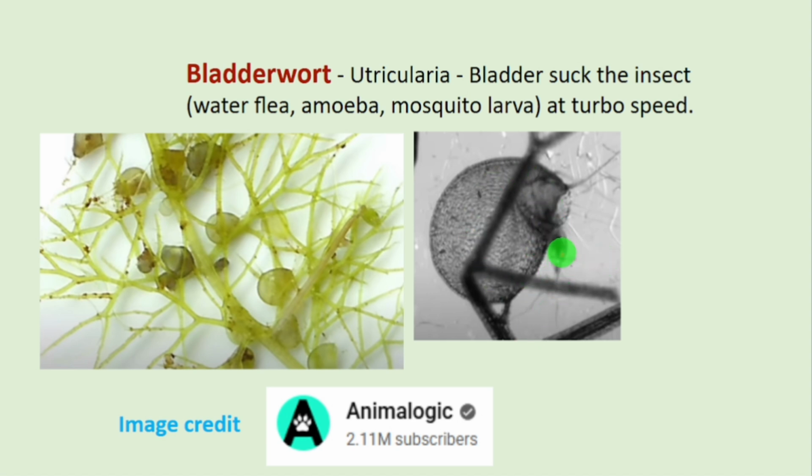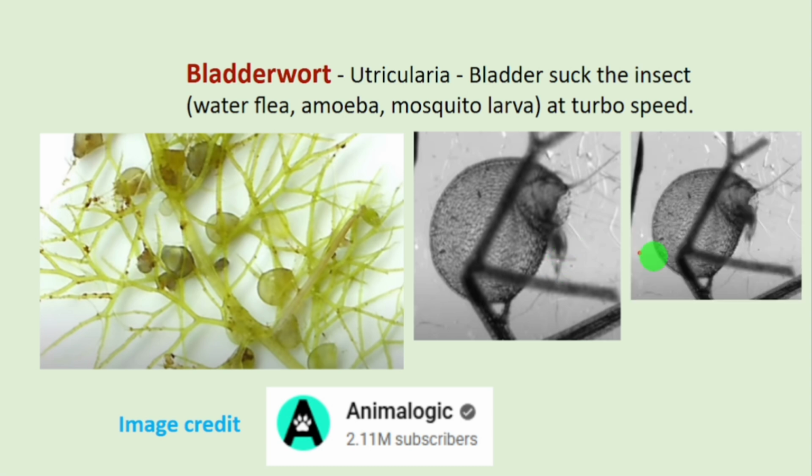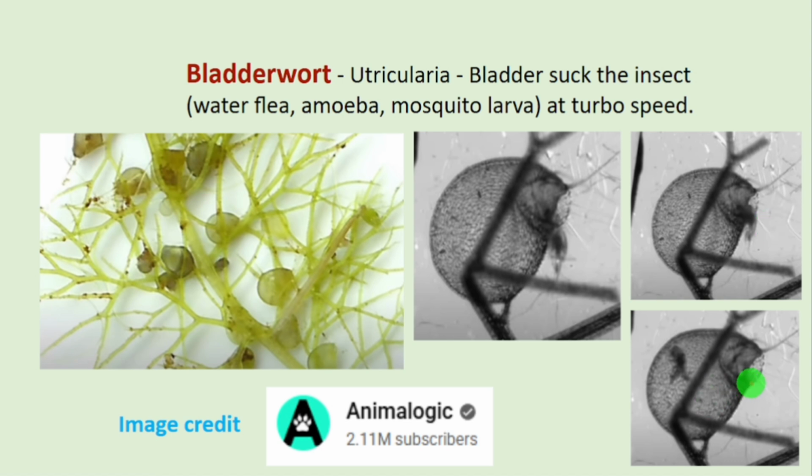So this particular mosquito slowly comes at the tip over here, and then in the next moment it will be sucked in, and it will be digested inside. It has all the digestive juices in the bag. So this is how it feeds on insects.